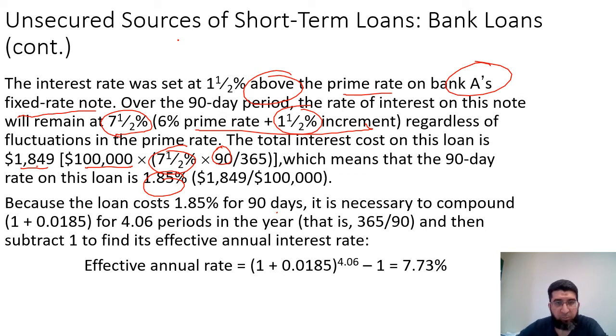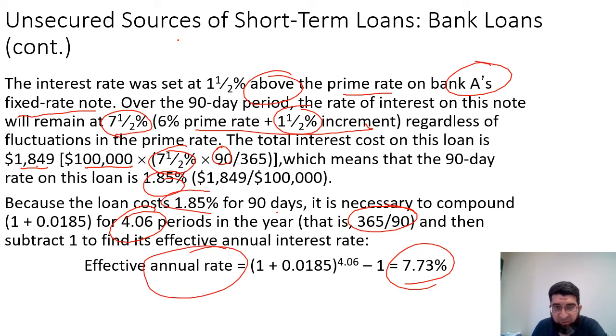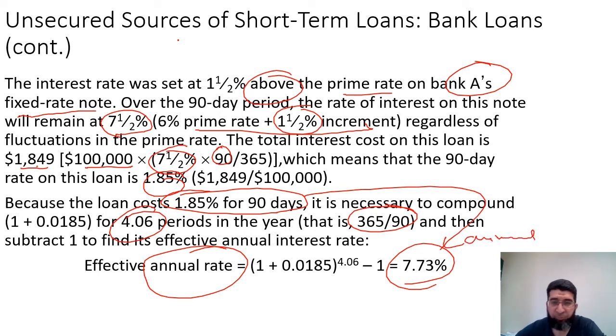So because the loan cost 1.85% for 90 days, it is necessary to compound 1.0185 for 4.06 periods in the year. The 4.06 periods is basically 365 divided by 90. If you divide the 365 into 90-day blocks, that will be around 4 blocks, almost a quarter. Then subtract 1 to find its effective annual interest rate, which is 7.73%. Now this is the annual rate, so we annualize the 1.85% for 90 days to 7.73% as an annual rate. Annualized rates are important for comparisons.